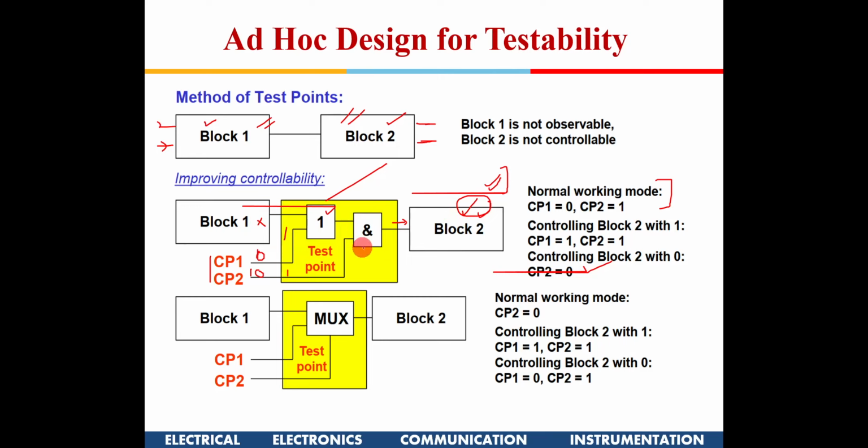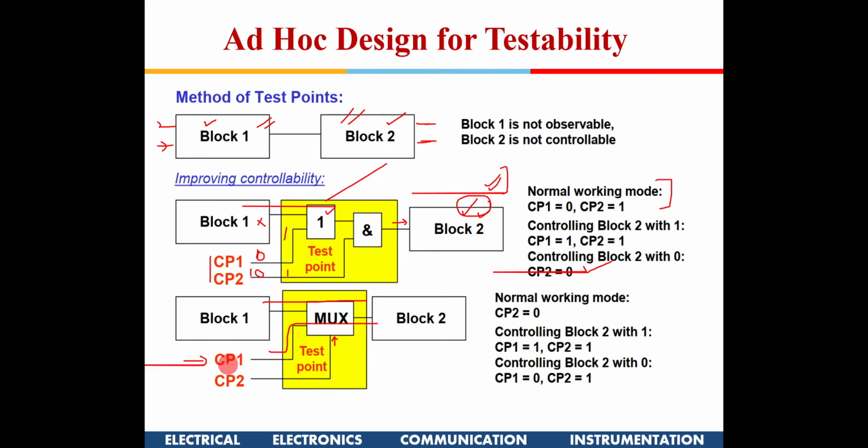Same thing, instead of an AND and OR gate, we could use a MUX and control this MUX through this one control signal. I can route the output of block B1, or I can use this signal, which is coming from the pin.